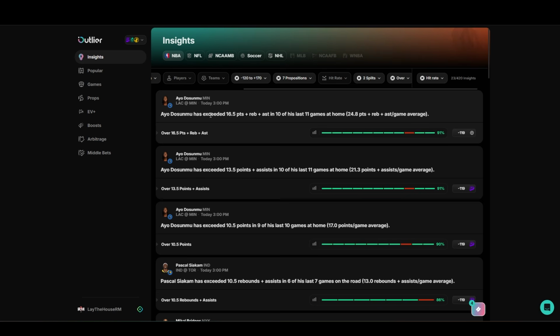So this Ao Dosumu, not something I want to touch right now, just because I know he just got traded to the Timberwolves. So this isn't really a spot that I'm going to look at because the trend doesn't matter for right now because his last 11 games were with the Bulls. They weren't with the Timberwolves. So different player, different role.